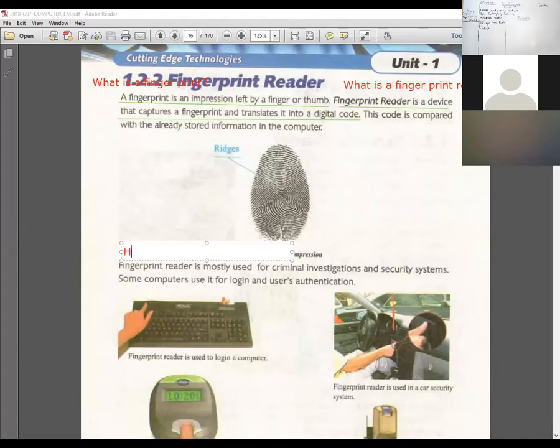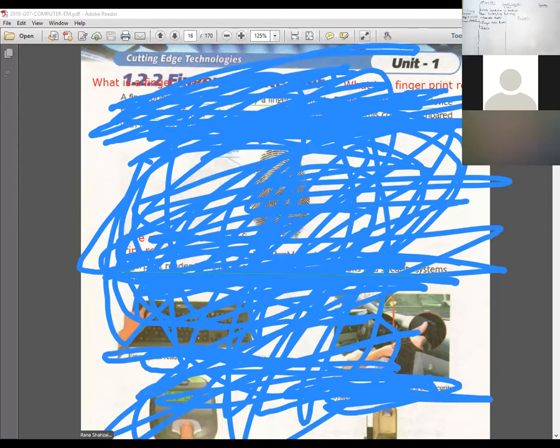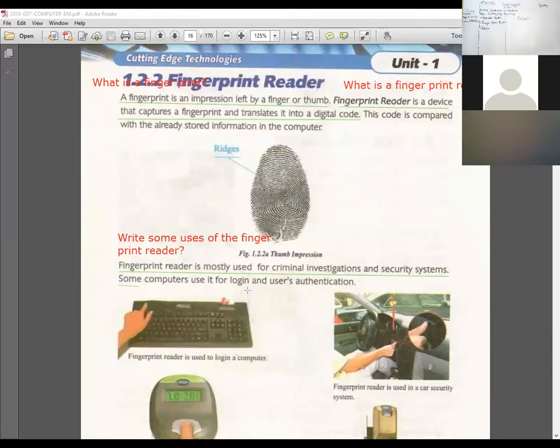Okay. Write some uses of the fingerprint reader. Okay, here is the answer. A fingerprint reader is mostly used for criminal investigations and security systems. And some computers use it for login and user authentication.